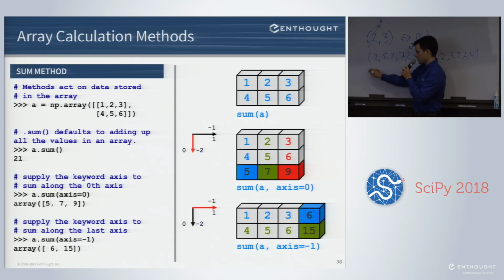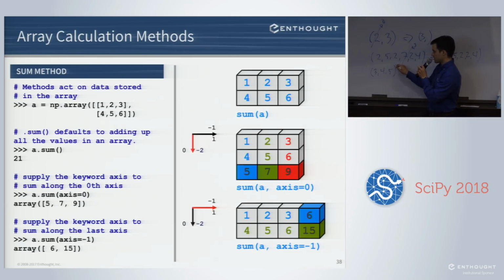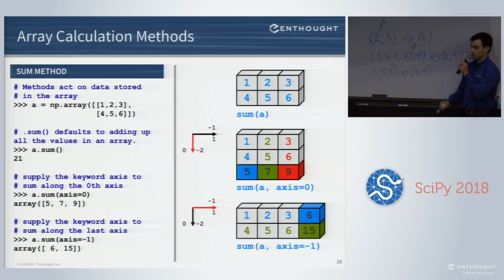I'm going to go back to a smaller one here, 3 by 4 by 5. If I say axis equals -1, the result is a 3 by 4.